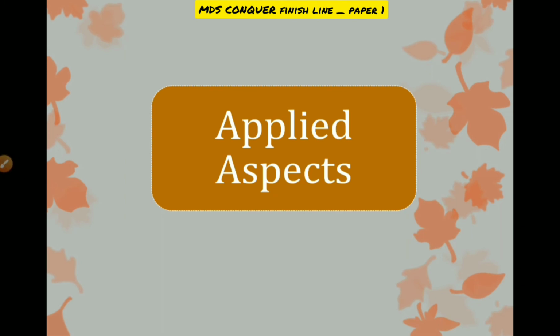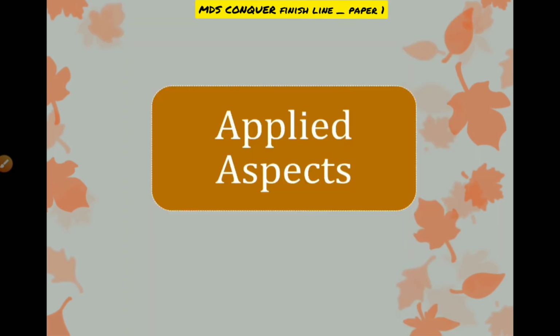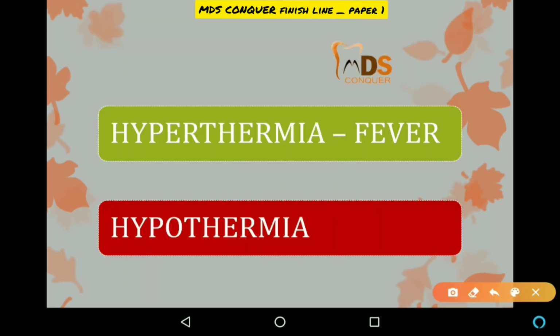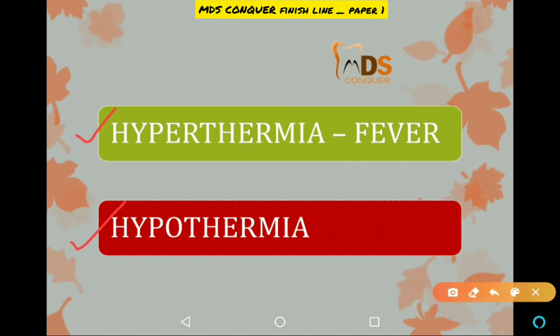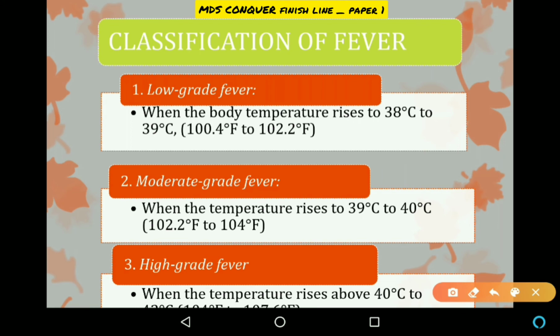So coming to the applied aspects, if you can take a screenshot of this, it is very important. Two applied aspects we can learn, that is hyperthermia and hypothermia. Hyperthermia is nothing but the fever, right? So fever will be of three types: low grade fever, moderate grade fever, and high grade fever. And you can see the temperature ranges here.